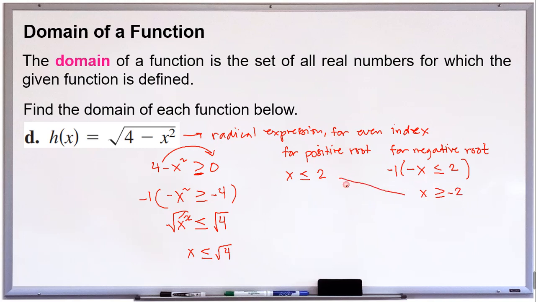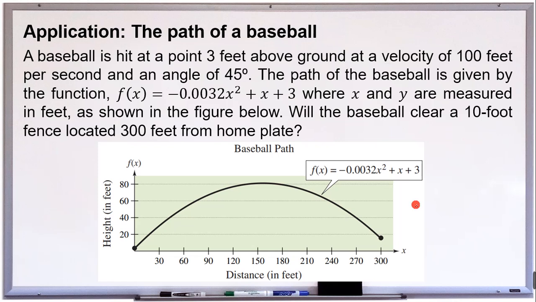Now if we combine these two inequalities, we can say that negative 2 is less than or equal to x, and x is less than or equal to 2. So the domain is the real values of x from negative 2 to 2. Okay, so that's it. Next we'll proceed to the application of functions.